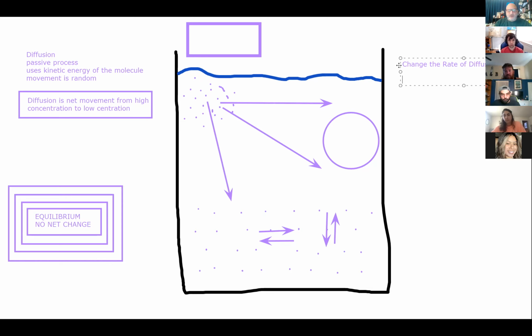Temperature. Temperature, absolutely. With temperature, if I increase temperature, what happens to the rate of diffusion? Speeds it up. It goes faster as well. Faster. Excellent. What else? What else can affect the rate of diffusion?